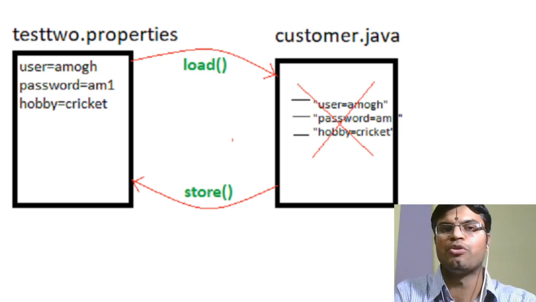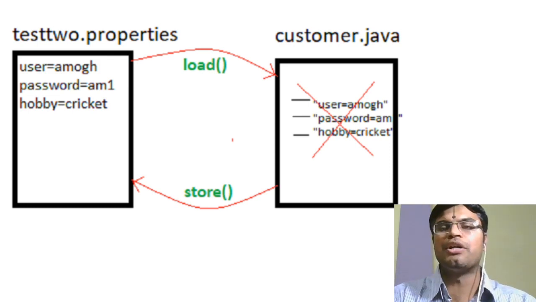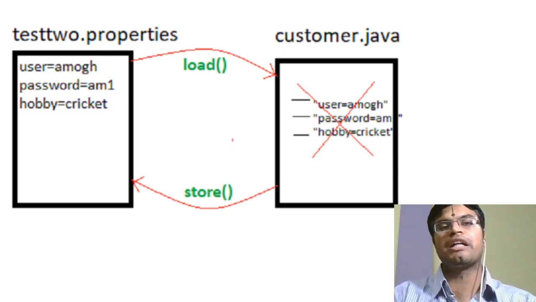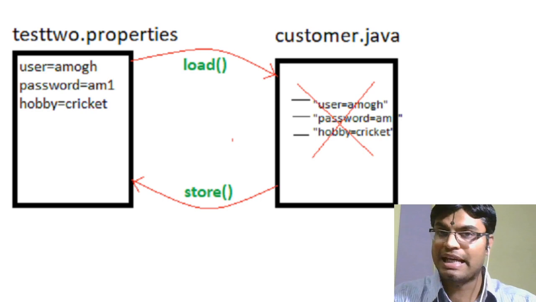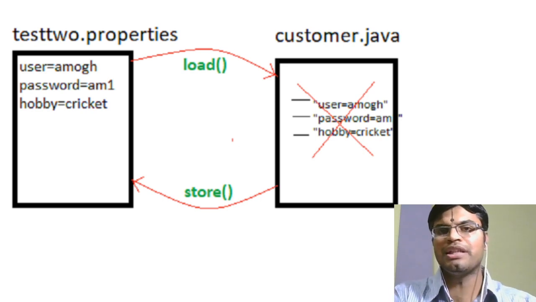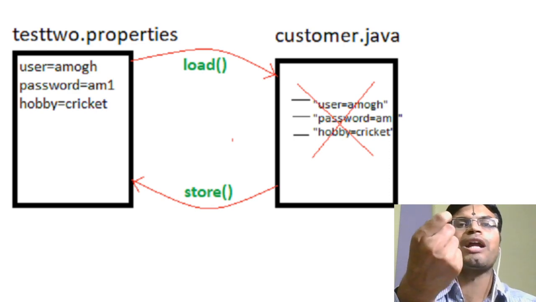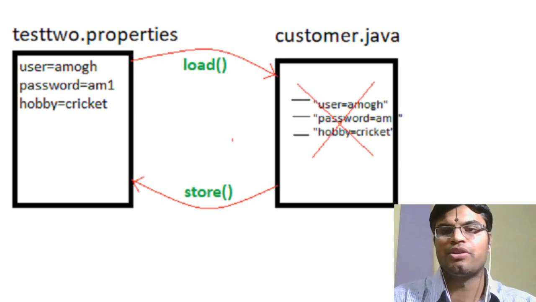For example, user is equal to Amol, password is equal to aim1, hobby is equal to cricket. All that data will be loaded into my customer.java file, in which a properties object will be created. That object will consist of all that data which is loaded from the properties file. Next, if I want to update my properties file, I can. The way to do it is using an inbuilt function called store. Using this store function, whatever data I want to add into my properties file, I can store or update the data in my properties file. We will see a small example on this, guys.